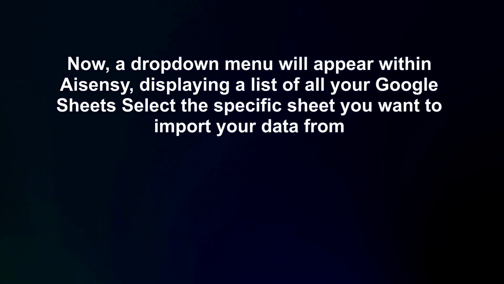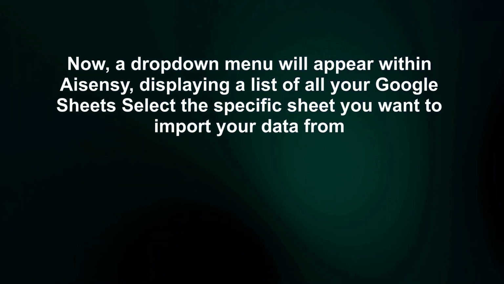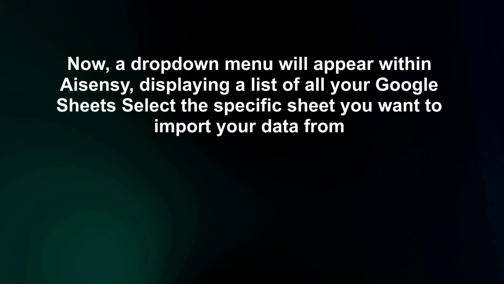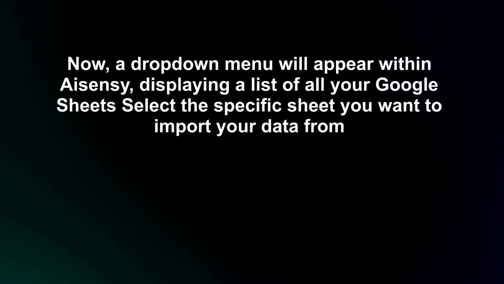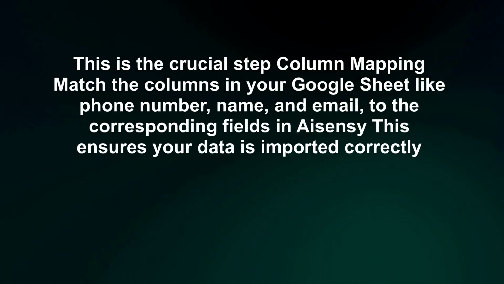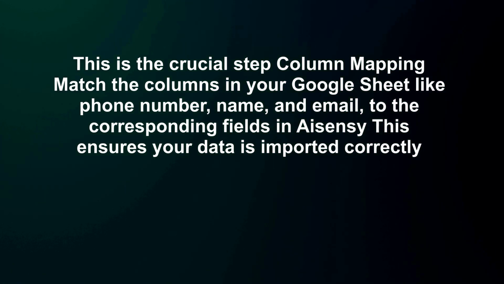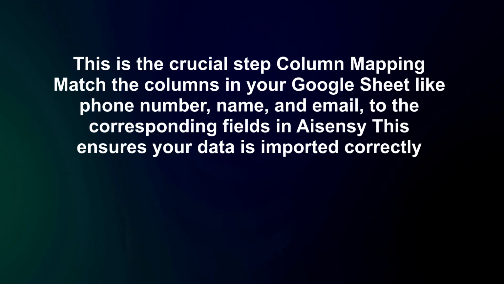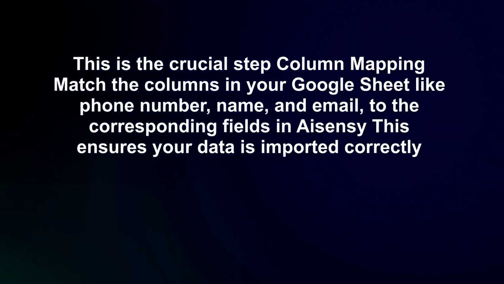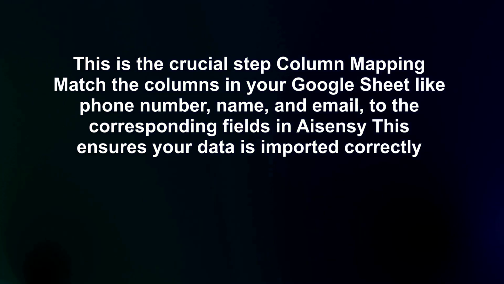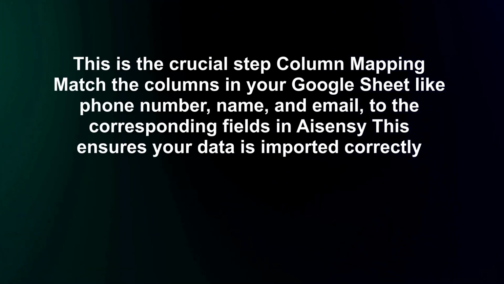Now, a drop-down menu will appear within Aisensy, displaying a list of all your Google Sheets. Select the specific sheet you want to import your data from. This is the crucial step. Column mapping. Match the columns in your Google Sheet, like phone number, name, and email, to the corresponding fields in Aisensy. This ensures your data is imported correctly.